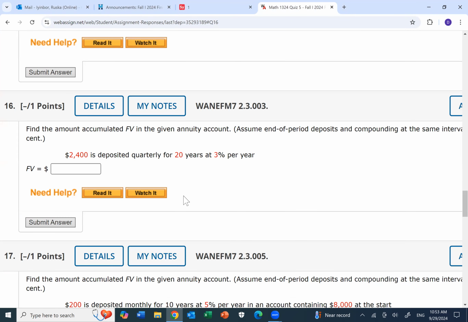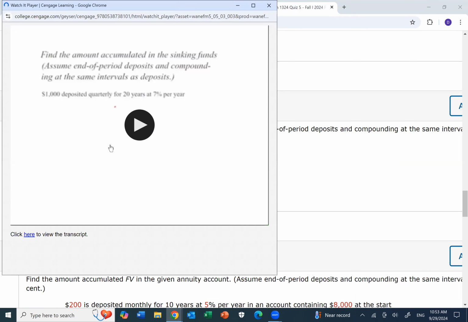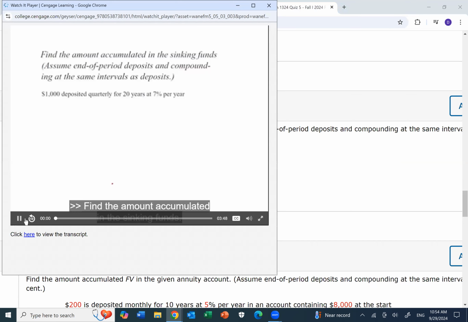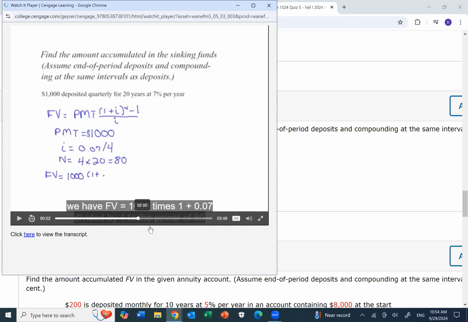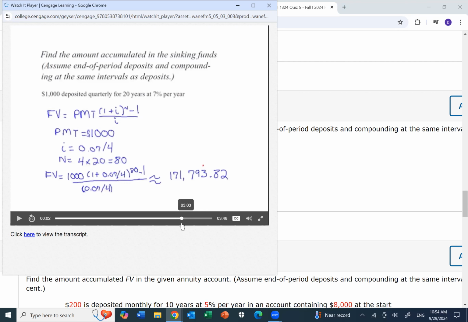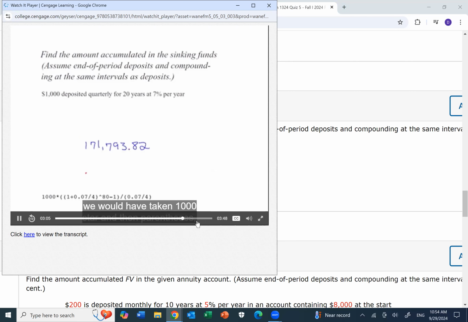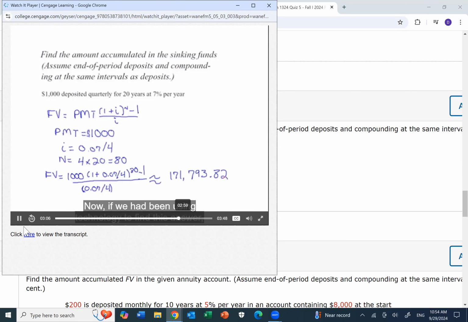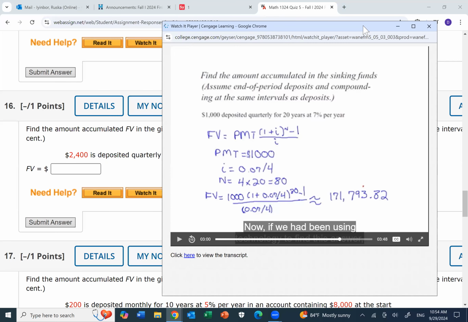For example, number 16. When you go to Watch It, it's going to give you a video of pretty much the same question, just with different numbers. I'm going to skip all this and explain the most important part. Right here, I'm going to pause. I want to explain something here. This is the same question as number 16, just with different numbers.